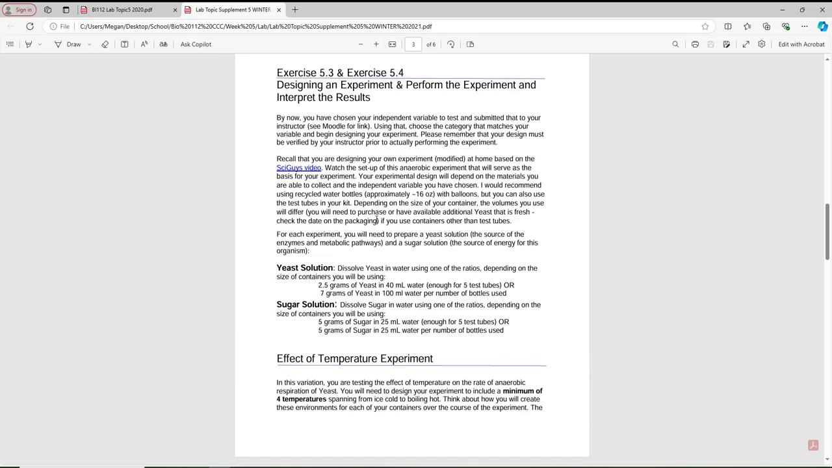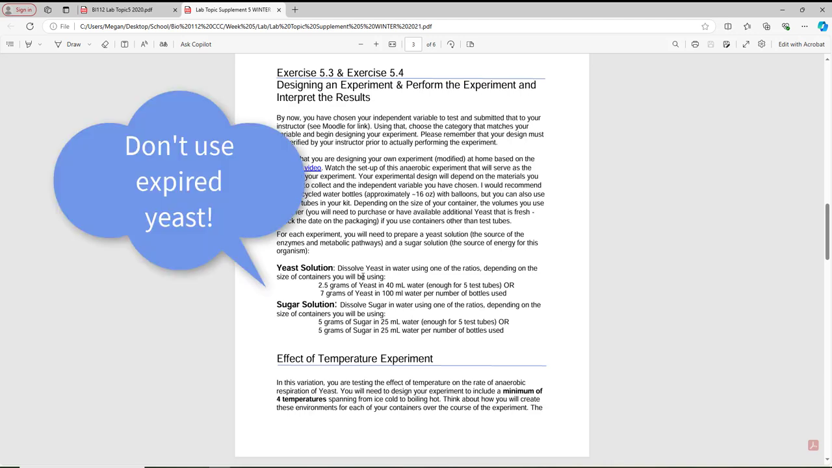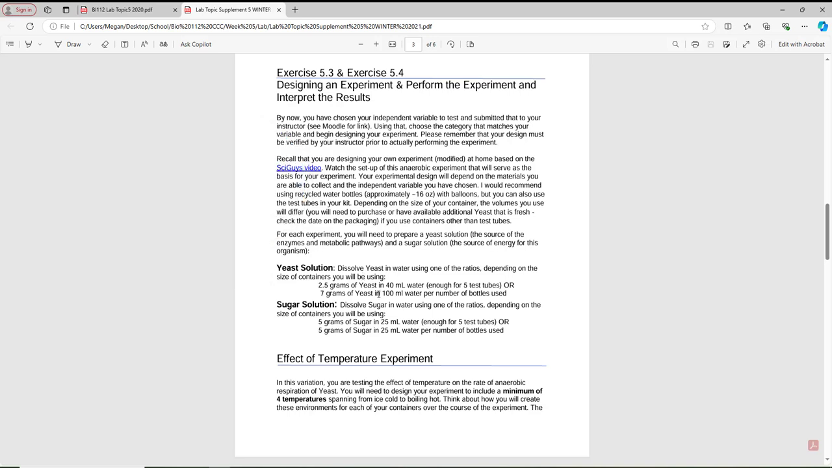But whichever experiment you are doing, make sure you are following the directions. Okay, so you're going to make your own yeast solution. Make sure your yeast is fairly new. You bought it recently. You don't want to use like 10-year-old yeast that's been sitting in the back of the cupboard for 10 years because it gets old and then it's not going to perform very well. So get a new package.